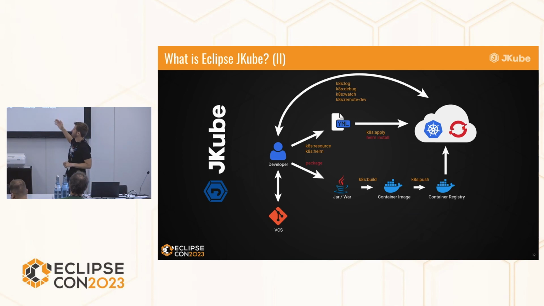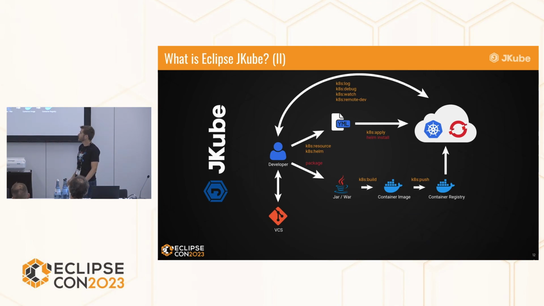These are some of the Kubernetes Maven goals. So for example, k8s:build will allow you to generate the container image. k8s:push will allow you to push that image to a container registry. k8s:resource will allow you to generate the YAML files. Apply will allow you to apply those YAML files to the configured cluster. Helm generates the Helm charts. We will see that later, and so on.